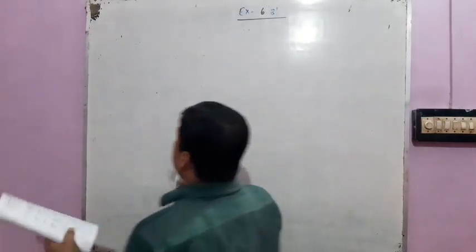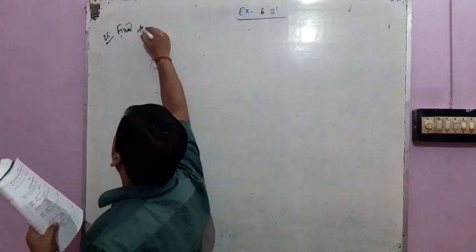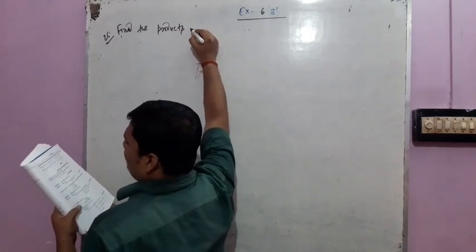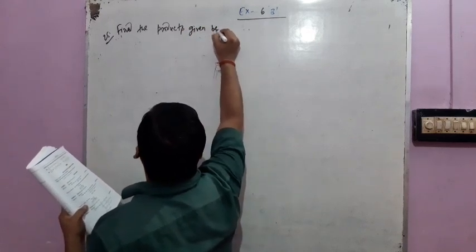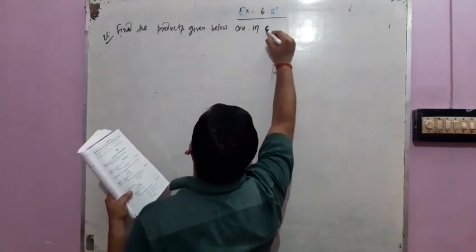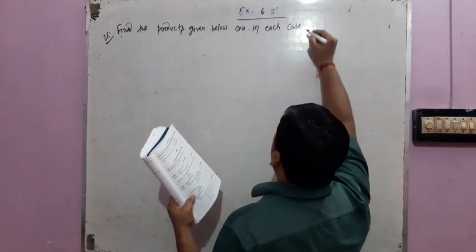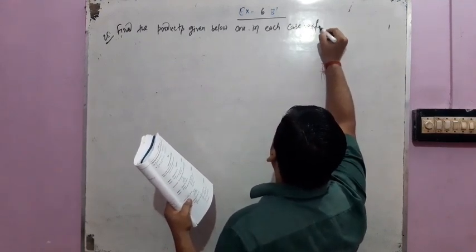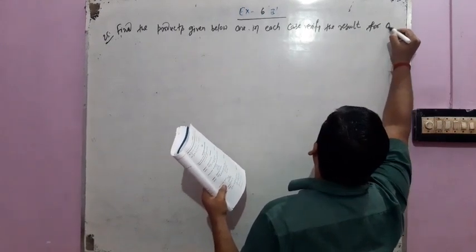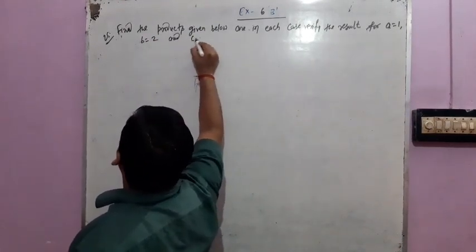Now in question number 25 students, the instruction given here is: find the products given below in each case, and verify the result for A is equal to 1, B is equal to 2 and C is equal to 3.